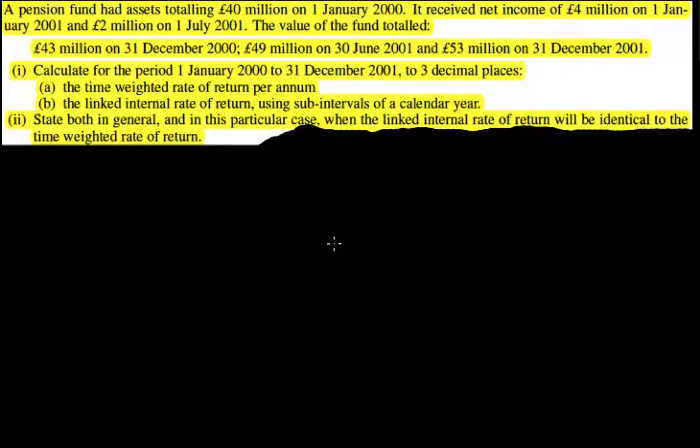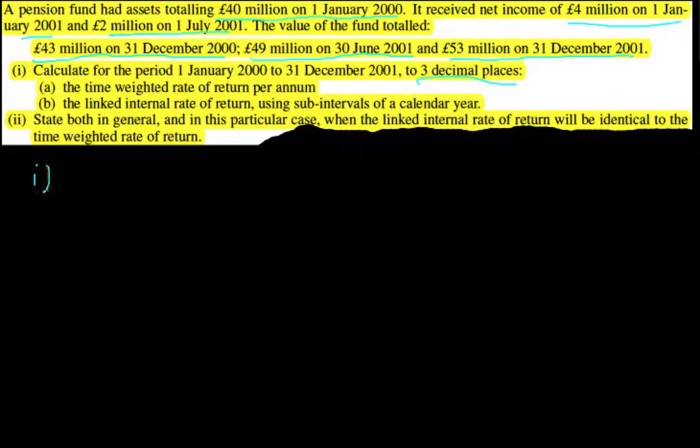The actuary dude over here looking at another exam question. So a pension fund had assets totaling 40 million on the 1st of Jan 2000. It received 4 mil on the 1st of Jan 01, 2 mil on the 1st of July 01, and we had 43 mil at the end of 2000, 49 mil halfway through 2001, and then we ended up with 53 mil. So we want to know, to 3 decimal places, what is the time-weighted rate of return.